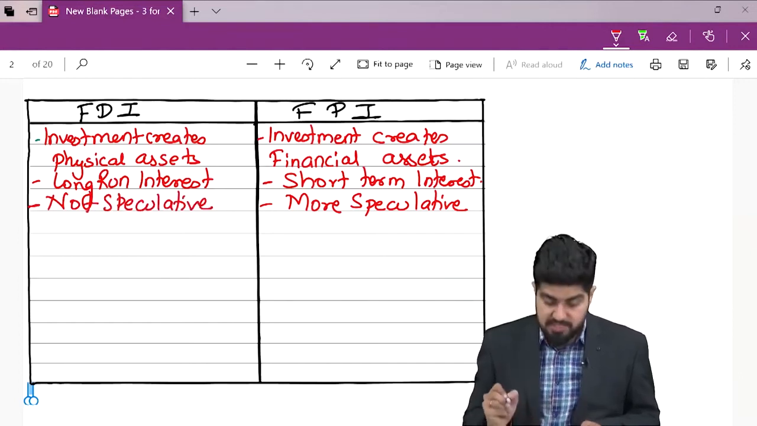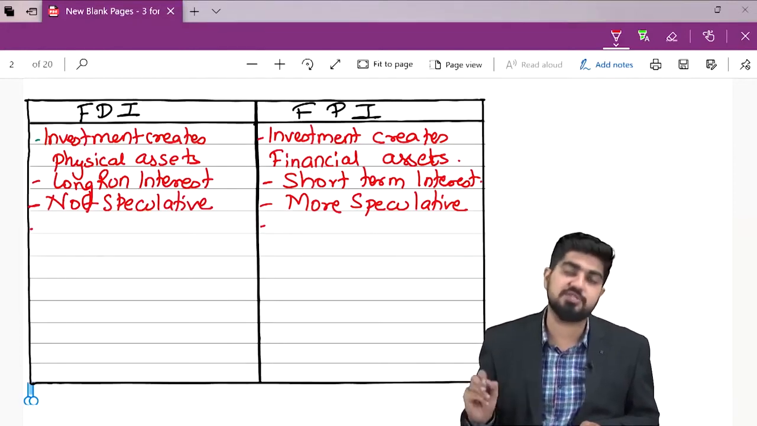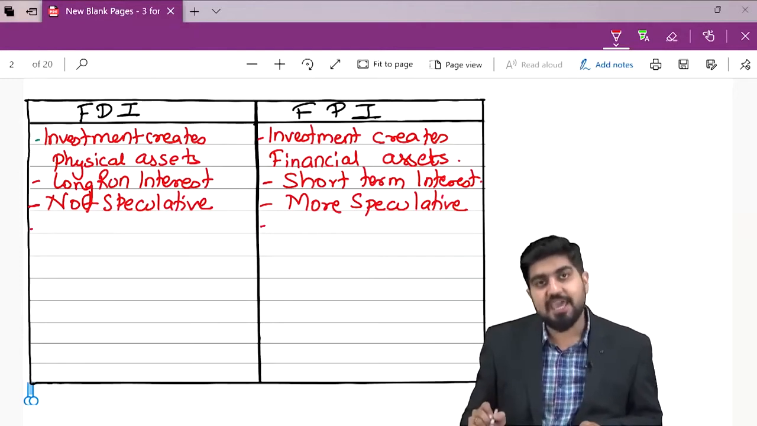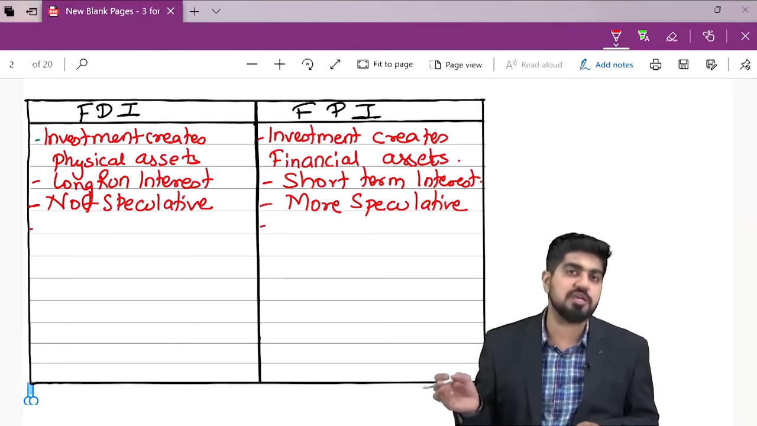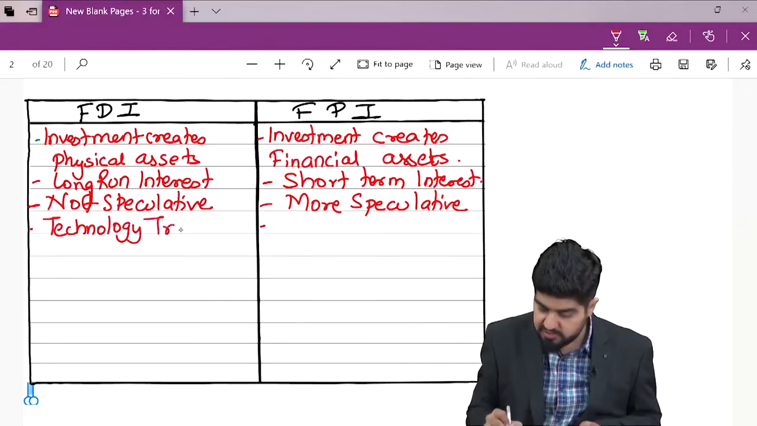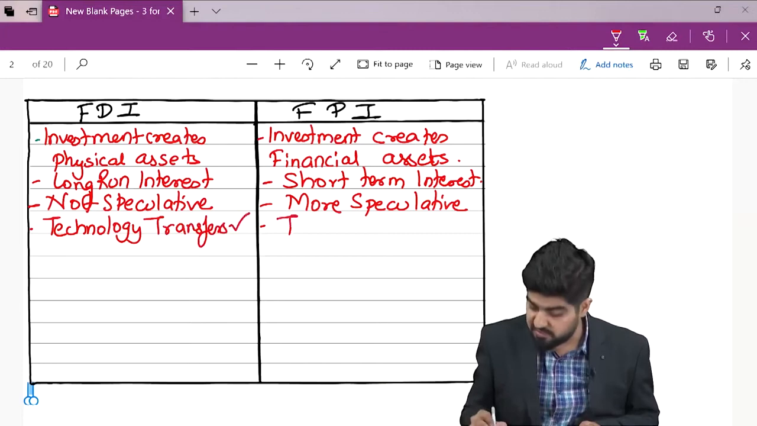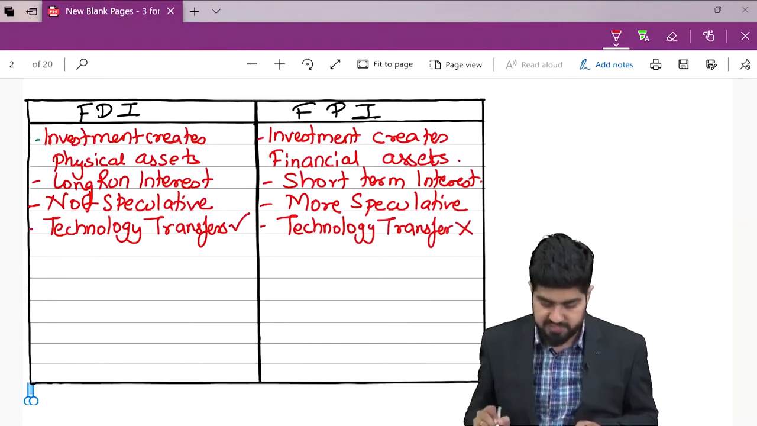Now friends, can you tell me which one would include technological transfers and which will not? Yes, FDI. Whenever foreign direct investment is arriving in our country, they will bring the technological advancement along with them. So, FDI investment will also get technology transfers available. Here, technology transfer is not available.